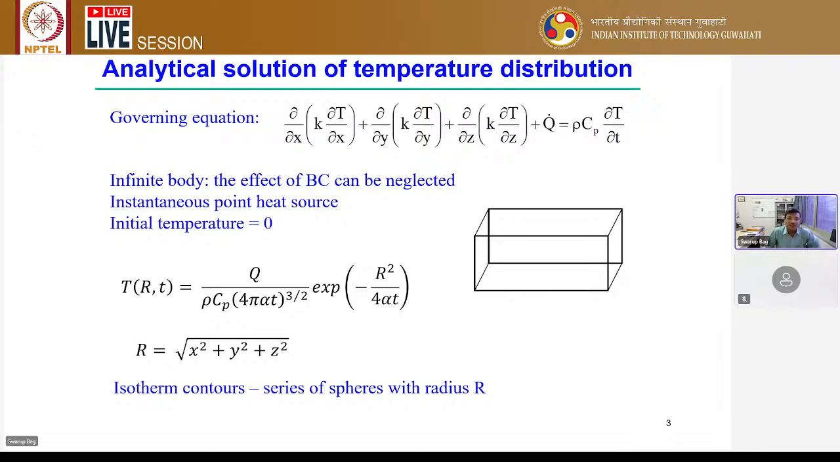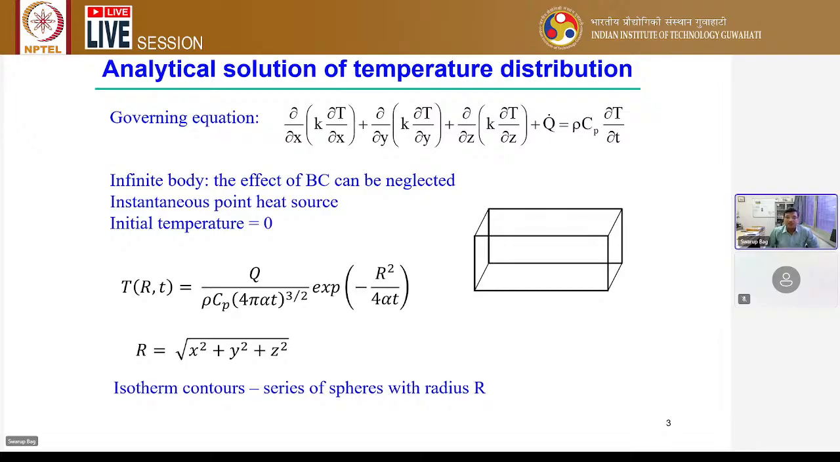Another assumption is an instantaneous point heat source. That means heat is released at one particular point with the application of the laser or arc, rather than any kind of distributed heat source. So these are the assumptions, and we are assuming the initial or reference temperature as 0. With these assumptions, the solution can be simplified and represented this way. Temperature as a function of radial distance and time is Q by rho Cp (4 pi alpha t) to the power 3 by 2, times exponential of minus R square by 4 alpha t.